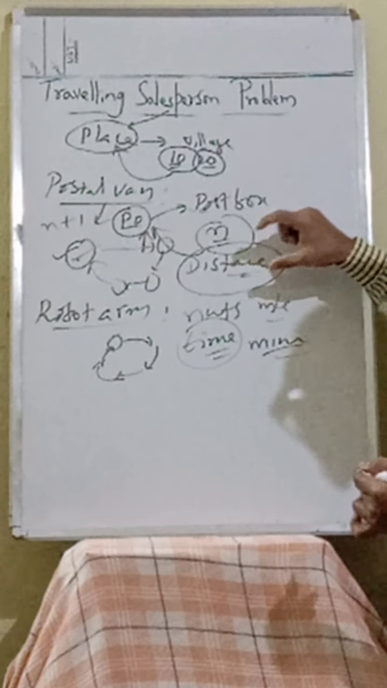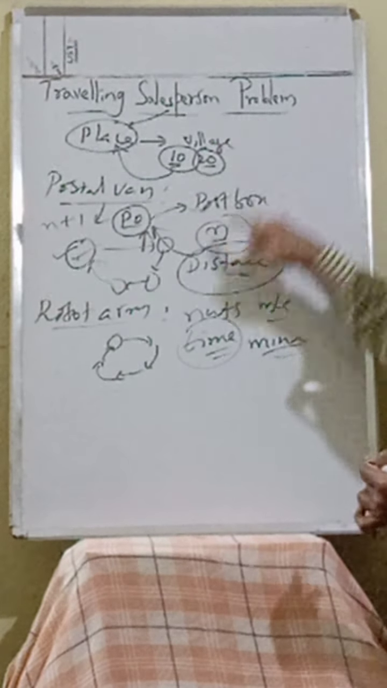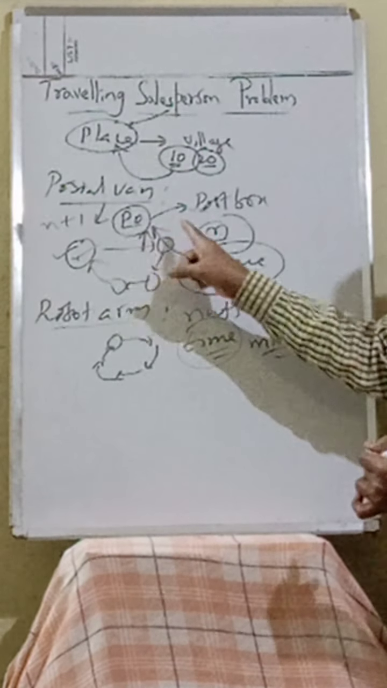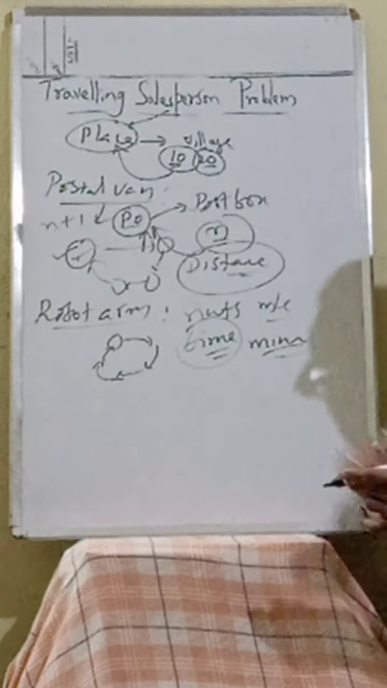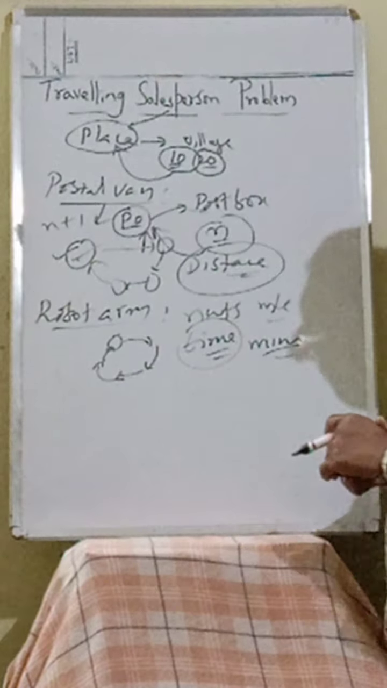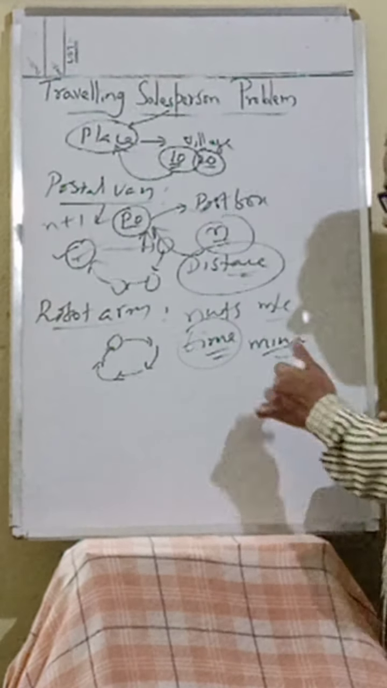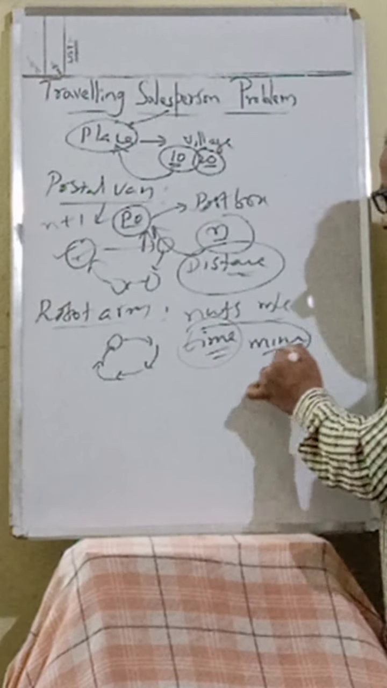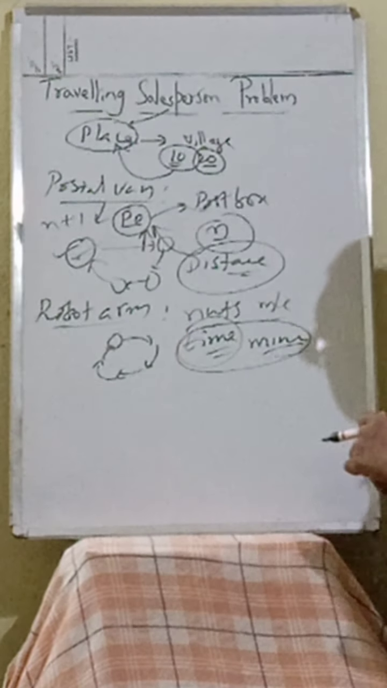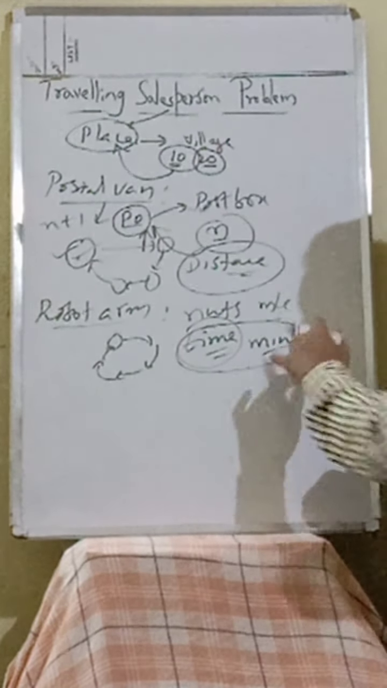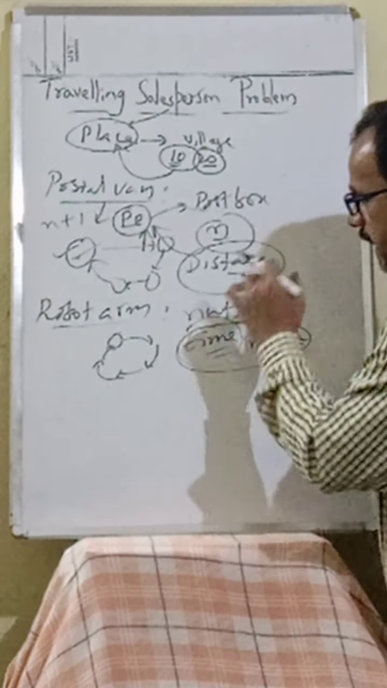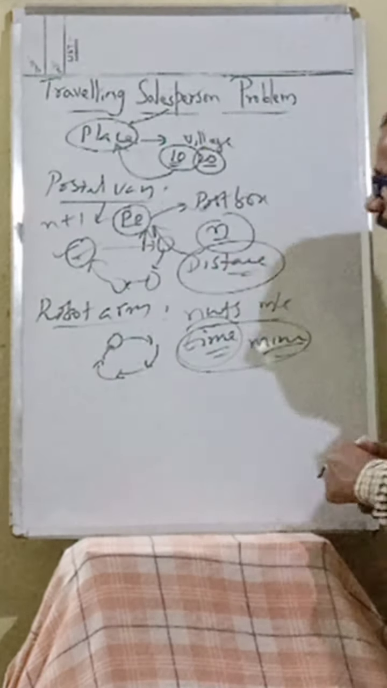Ultimate aim is we need to reduce the total distance required by the postal van to collect all the mails and deposit those mails at the post office. If this example is a robo arm, here we are using the robo arm for tightening the nuts on machinery. So the total time required by the robo arm for tightening the nuts must be minimum. So that's why this is related to time. And the third one is related to cost.